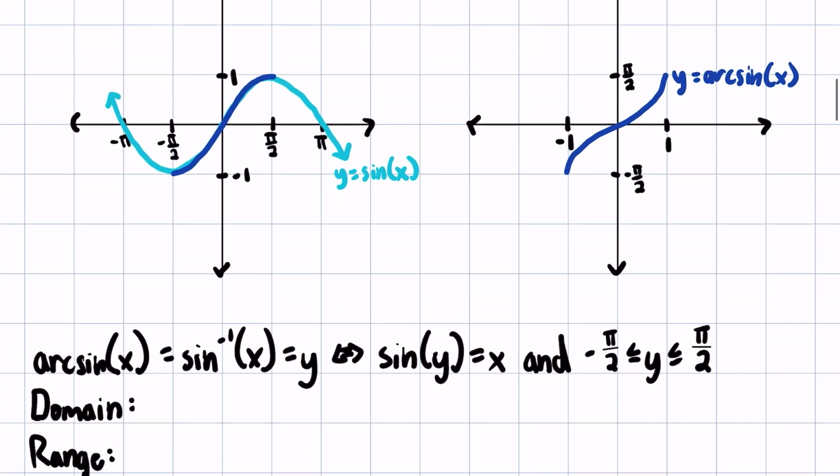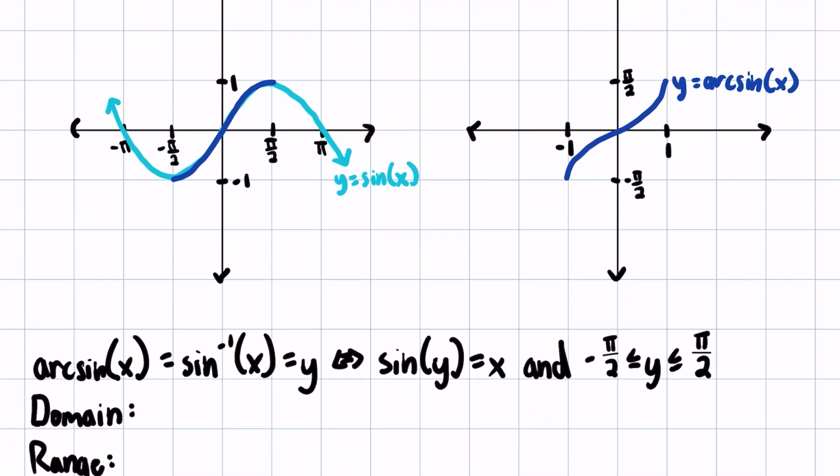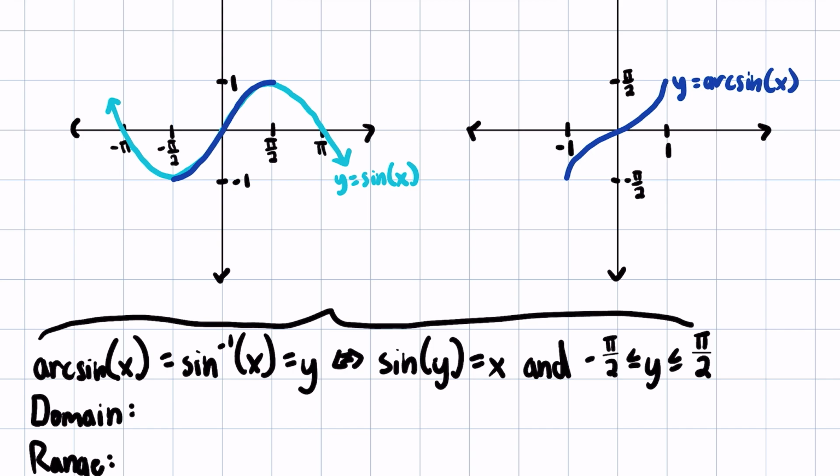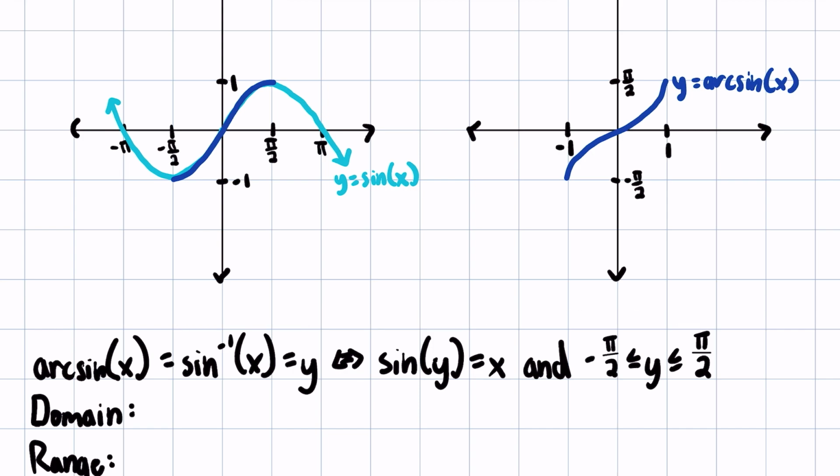All right, let's talk about some properties. Here's the definition of the fact that this is the inverse. Note that we have to also mention the restriction when we're defining this. The domain of arcsine is the same as the range of sine, which is going to be -1 to 1. And then the range is what we restricted, right? From negative pi over 2 to pi over 2.